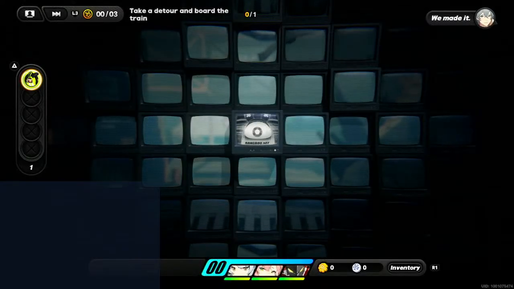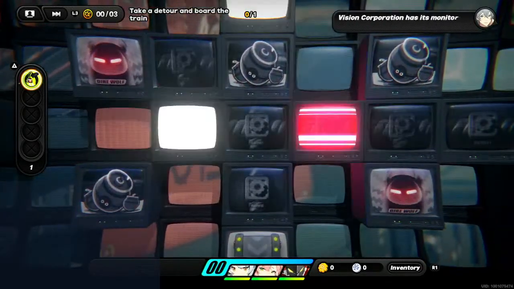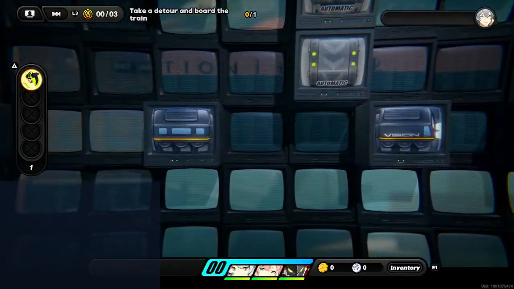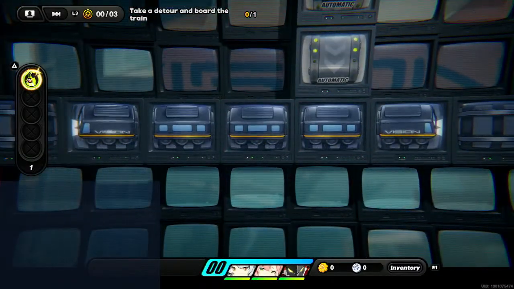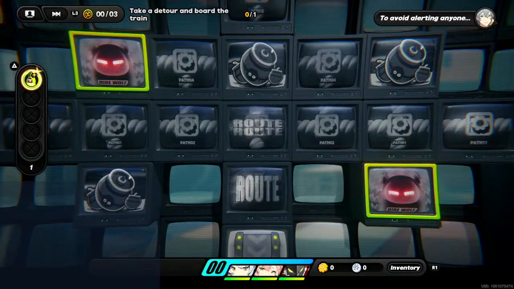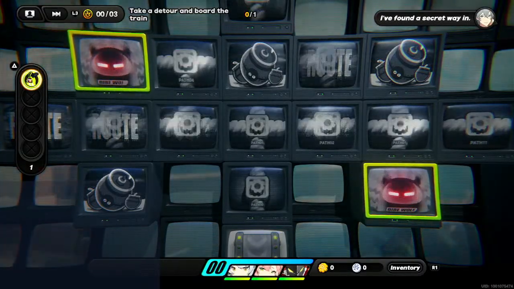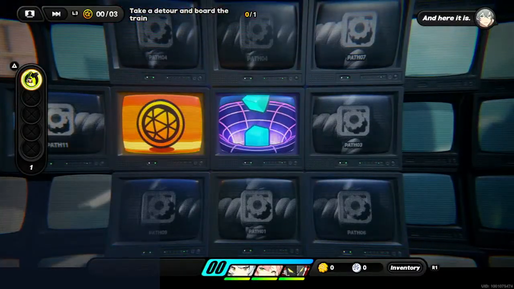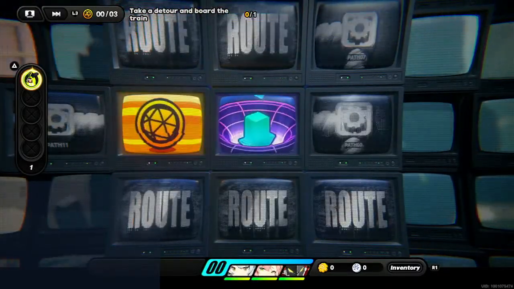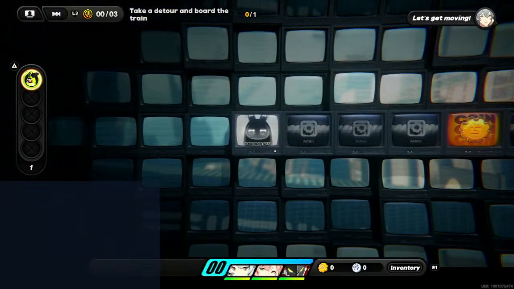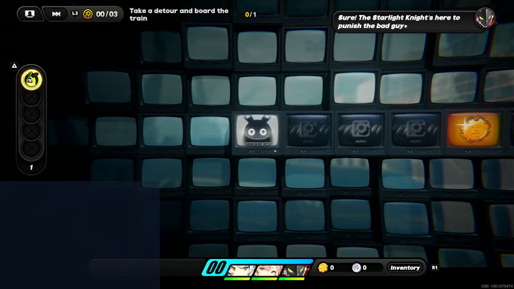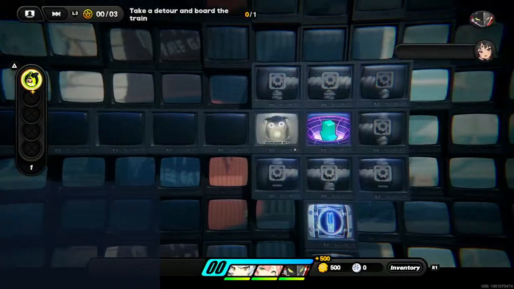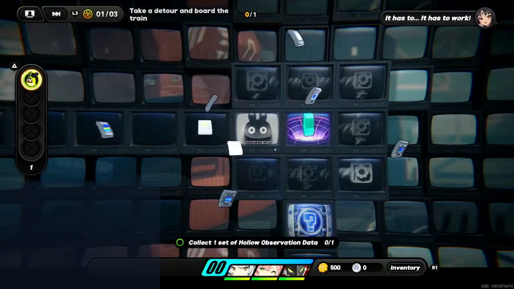We made it. Vision Corporation has its monitoring station here. The train is also nearby. To avoid alerting anyone, I found a secret way in. And here it is. Let's get moving. Sure! The Starlight Knight's here to punish the bad guys! It has to. It has to work.